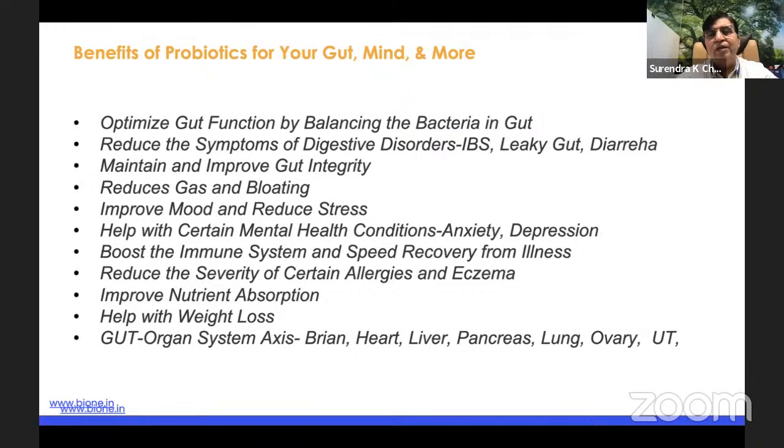Of course, in the case of IBS and IBD, you need medications along with them. But if you take these probiotic products, they will help you recover faster. They maintain and improve your gut integrity. They also reduce your gas and bloating. And as I explained, because of the gut-brain communication and various organ system communication, they improve your endocrine system communication.